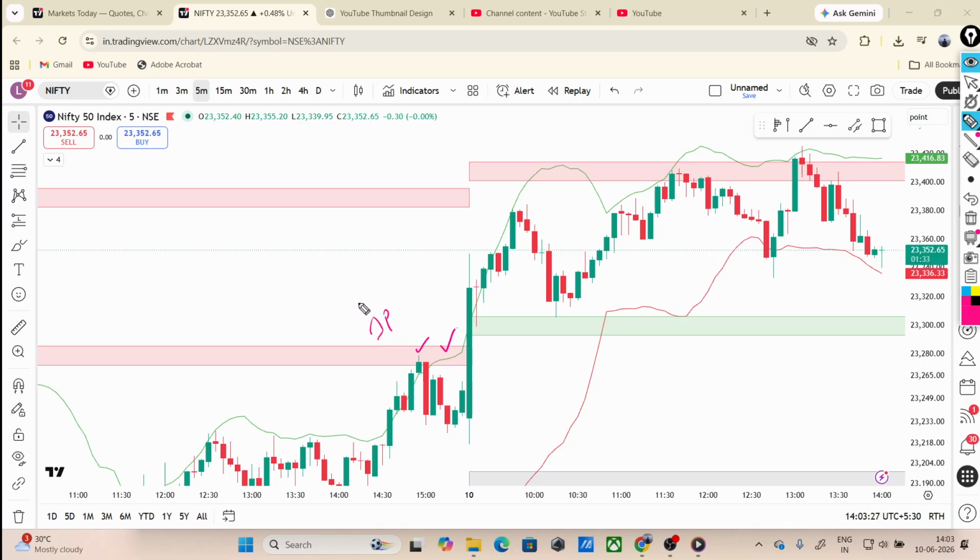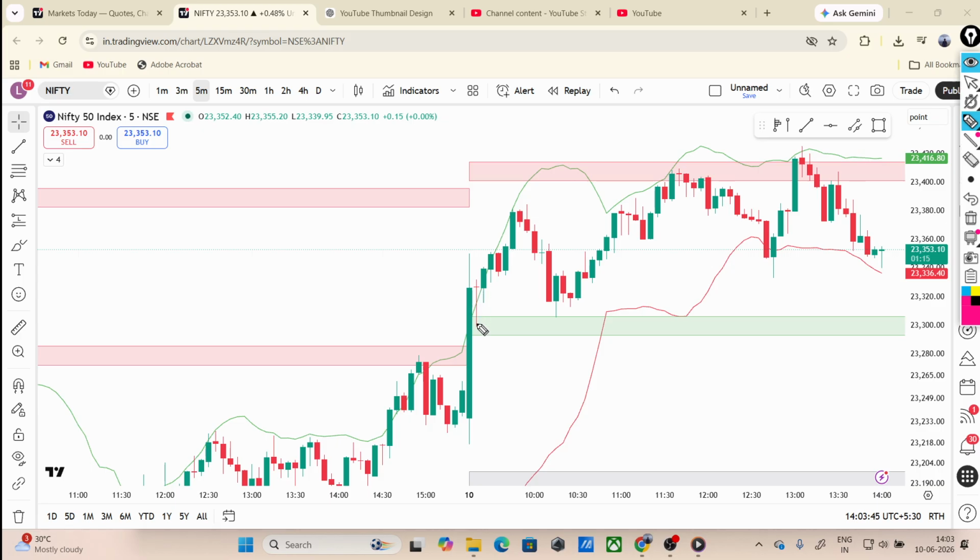So sorry. One time zone touch. Okay, if it is one time zone touch, you can't trade anything. Just leave it that way. Wait for the retest. Retest means two time touch.